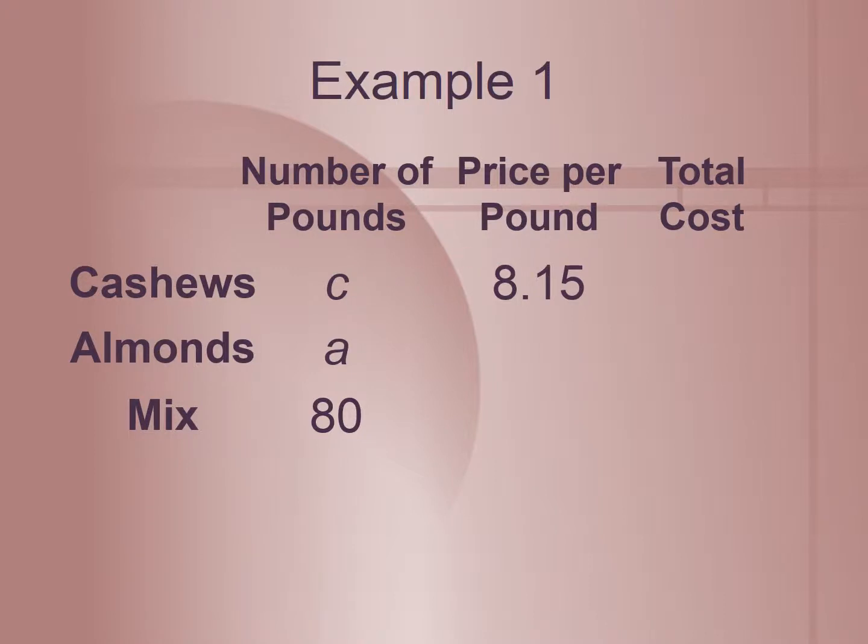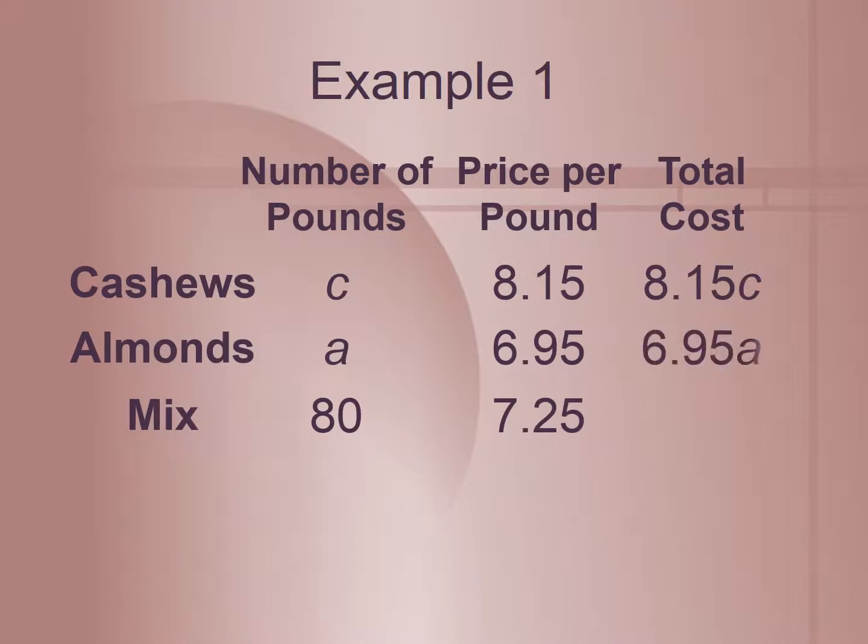Well, C times 8.15 is going to be 8.15C. Your price per pound for almonds is 6.95. And the price per pound total for your mixture is supposed to be 7.25. So when we multiply everything together, this is what we get in the last column. C times 8.15 is 8.15C, A times 6.95 is 6.95A, and then 80 times 7.25 is 580.